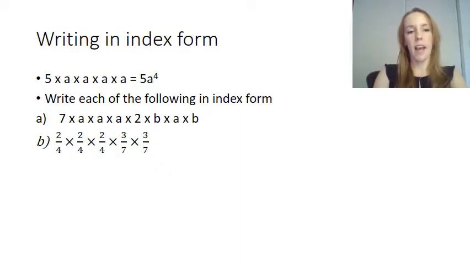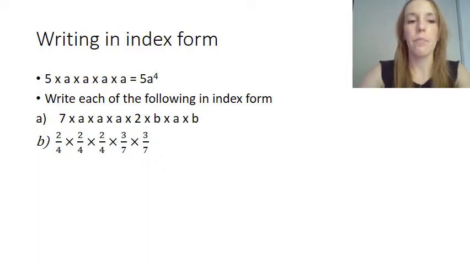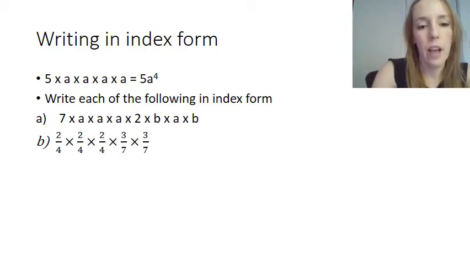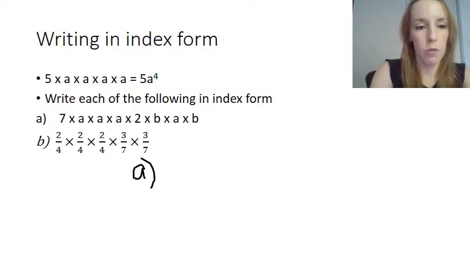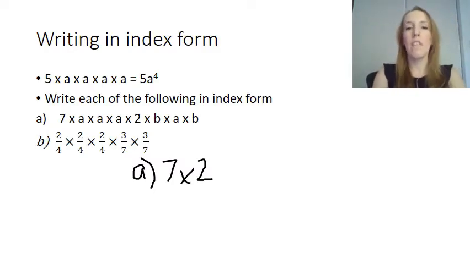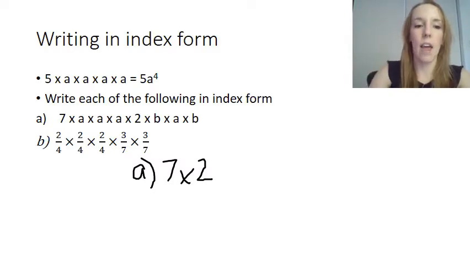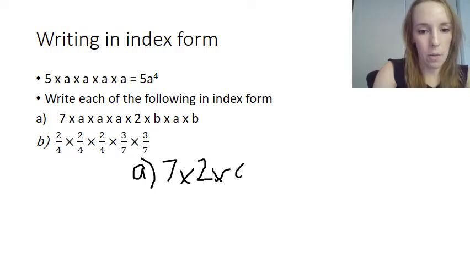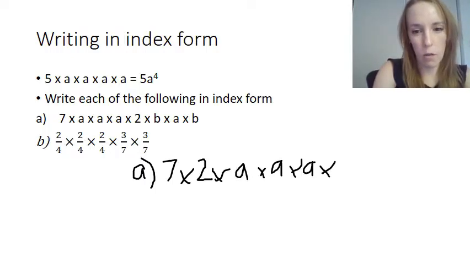So the first one there, A is 7 times A times A times A times 2 times B times A times B. And what we have to do is write that in index form. So that means turn it into our powers. So the first thing I would do is I'd actually rewrite that and bring our numbers out the front. So 7 times 2, and then I'd put all of our variables together. So all the A's together and all the B's together. So 1, 2, 3, 4 A's and 2 B's.